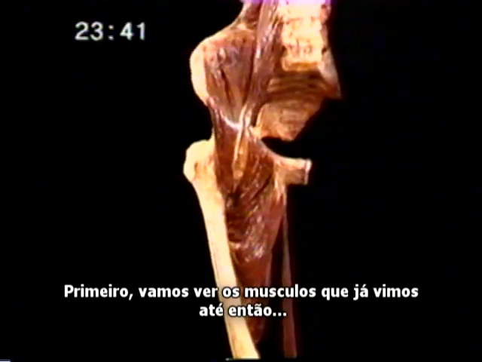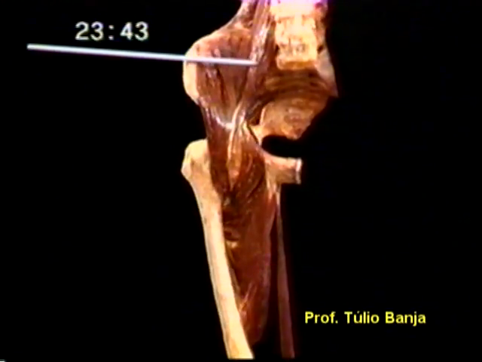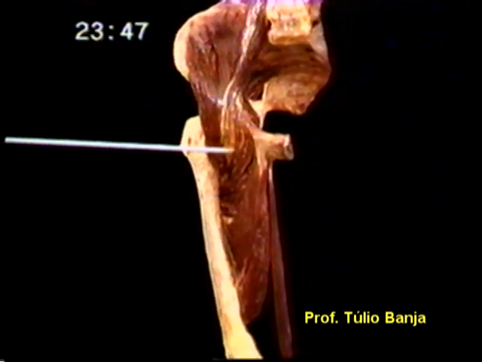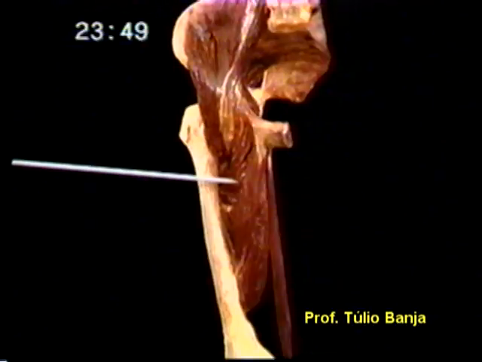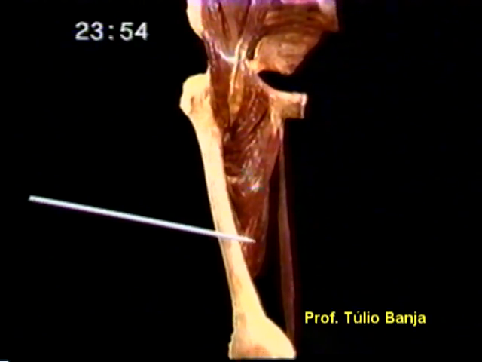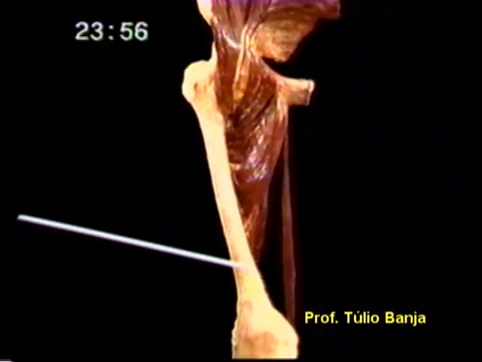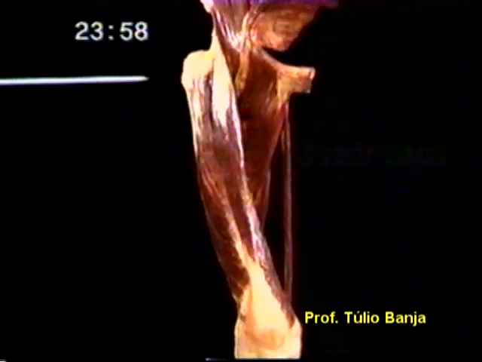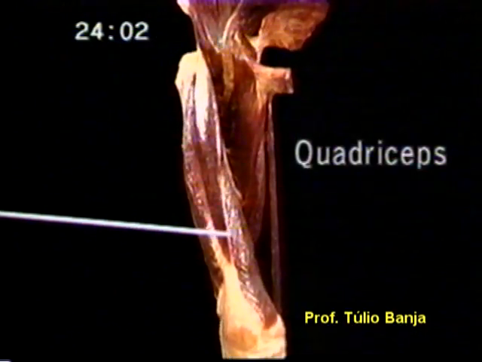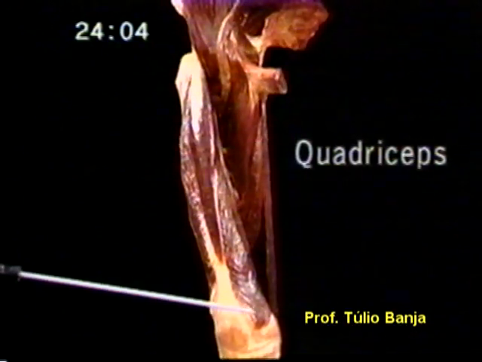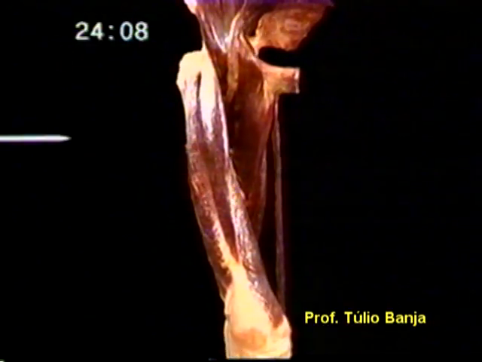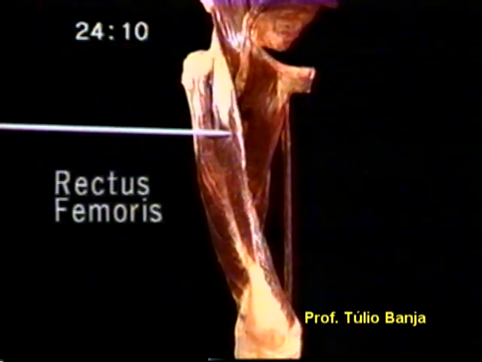First, let's briefly review the muscles we've seen already: psoas major and iliacus, pectineus, adductors brevis, longus and magnus, and gracilis. Now let's add quadriceps to the picture. All this is quadriceps. It's the main muscle that extends the knee. The only part of quadriceps which acts as a hip flexor is this part, rectus femoris.